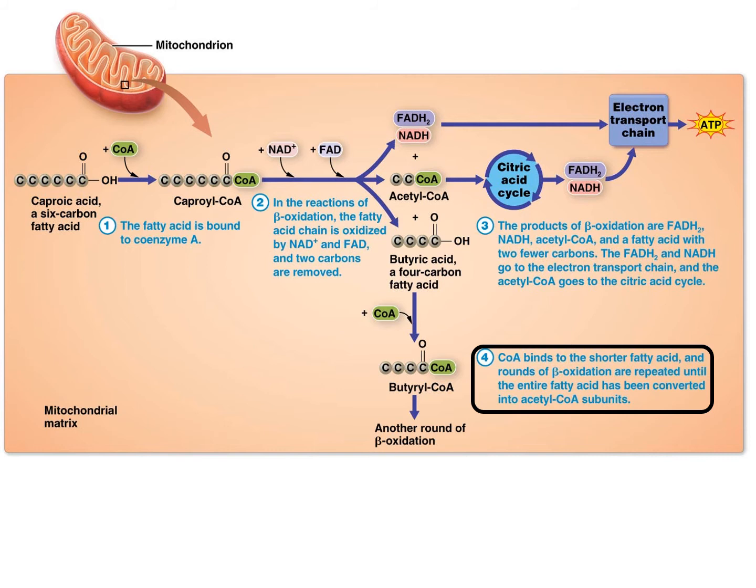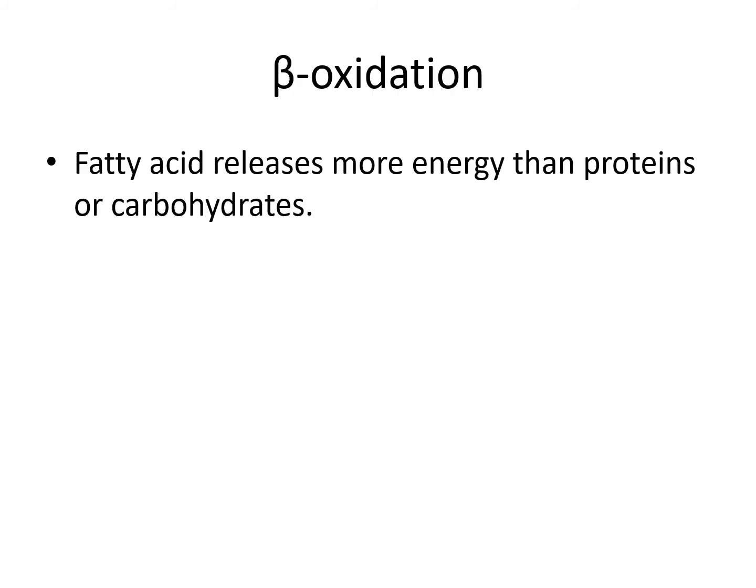So beta oxidation will occur until there are 2 carbons left. And that final 2 carbons forms acetyl-CoA and enters the citric acid cycle. So there will always be one round less of beta oxidation until there's 2 carbons left.